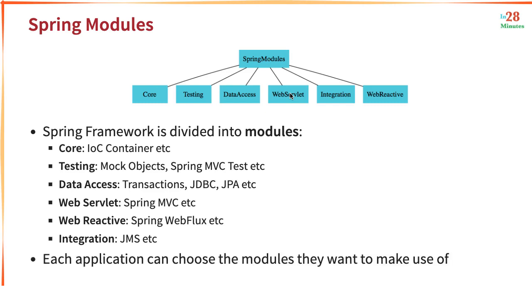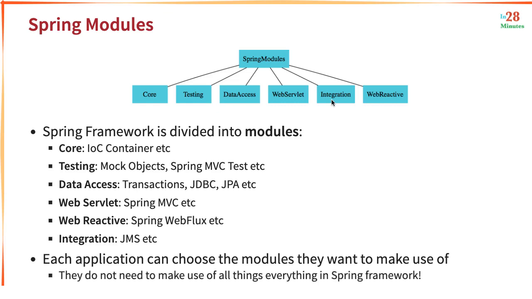Each application can choose the modules that they want to make use of. Not all projects might need to talk to other systems. So they might not need anything for integration. So as a person who's designing their application, they can choose which Spring modules you'd want to make use of. You don't really need to make use of everything that comes built into the Spring framework.